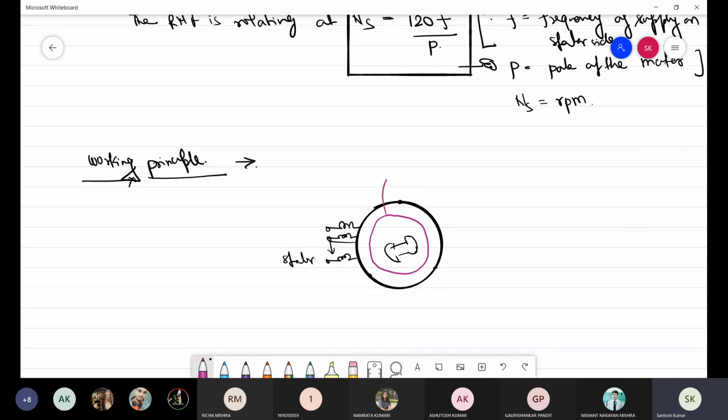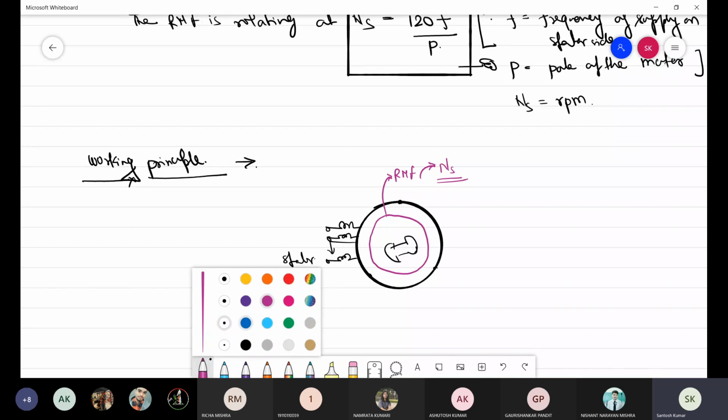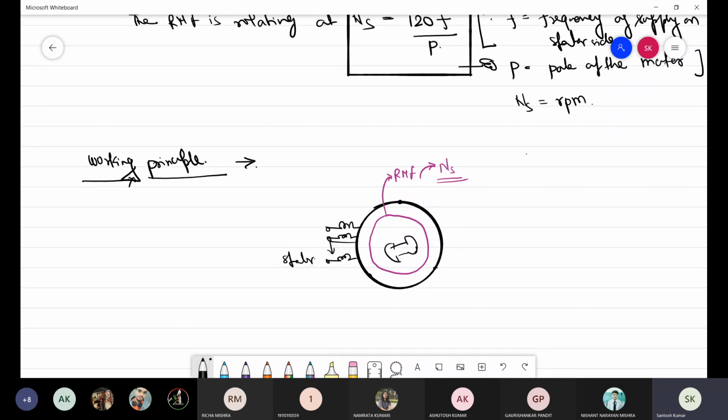This is our rotating magnetic field, rotating in clockwise direction at NS. Okay, fine. Now, इसके बाद जो concept है, third concept is that once the rotating magnetic field is set up in the air gap, so rotating magnetic field will cut the rotor conductors. This is the point number third. Point number fourth.